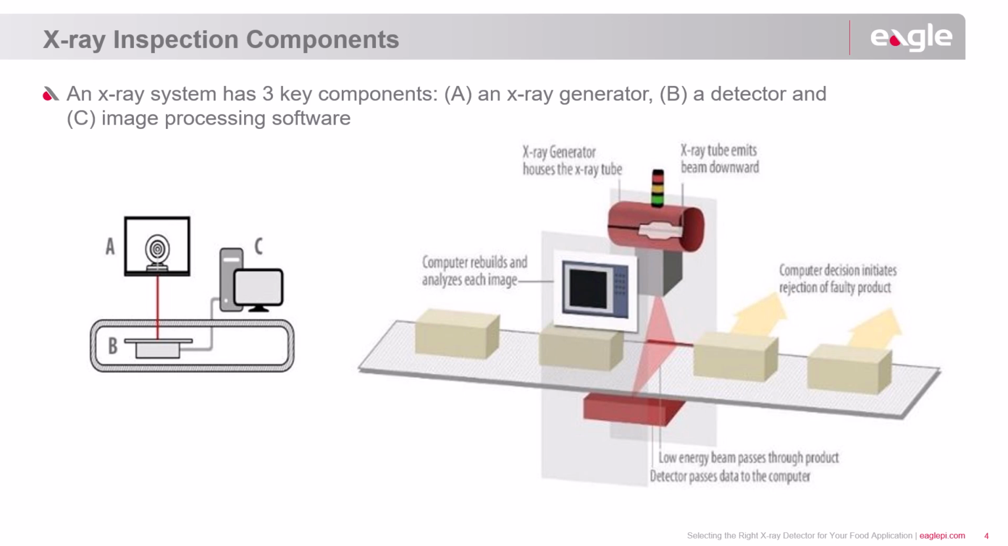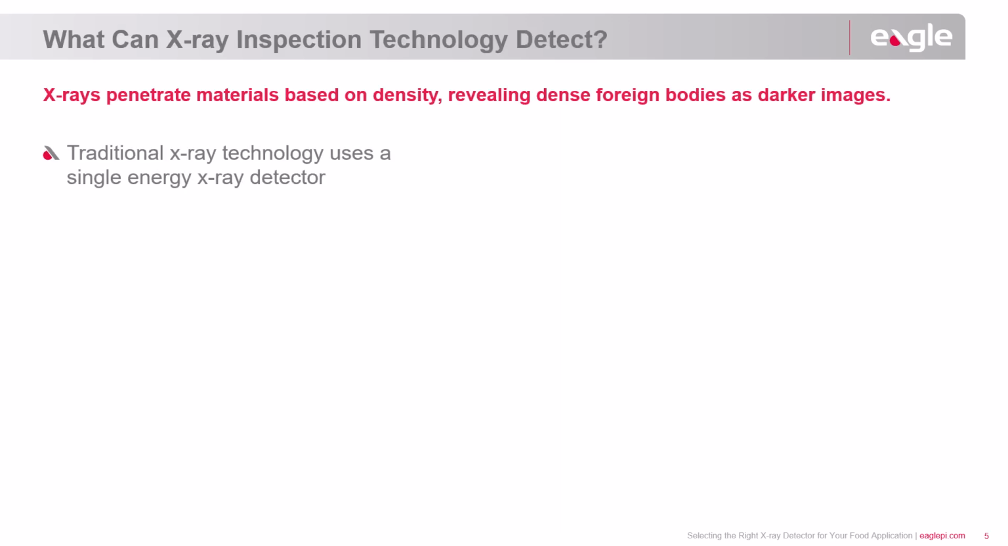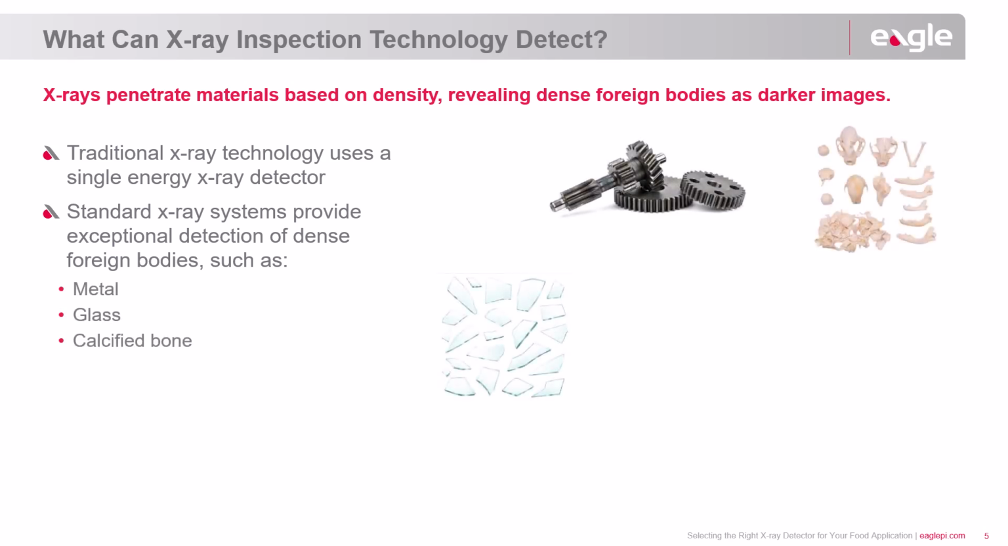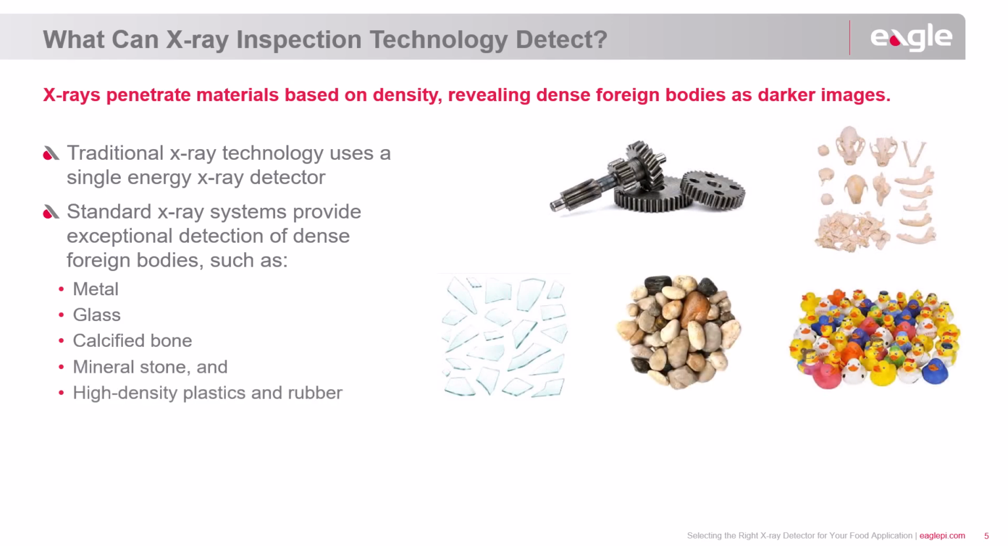Traditionally, food X-ray systems have utilized single-energy X-rays, employing a single beam of radiation at a specific energy spectrum to inspect products as they pass through the machine. These systems primarily aim to detect contaminants such as metal, glass, calcified bone or mineral deposits, stones, and high-density plastics or rubbers, particularly those injected with denser materials.